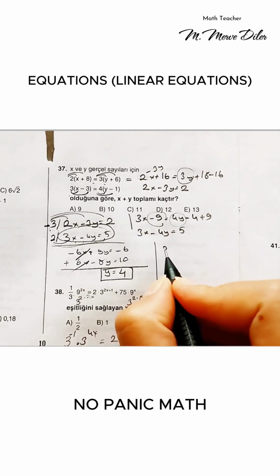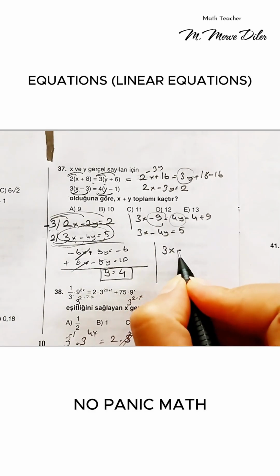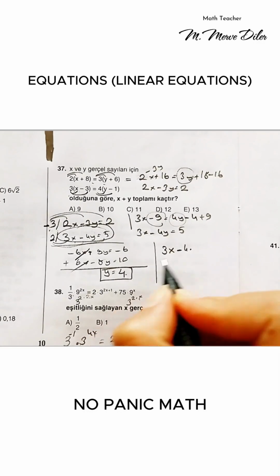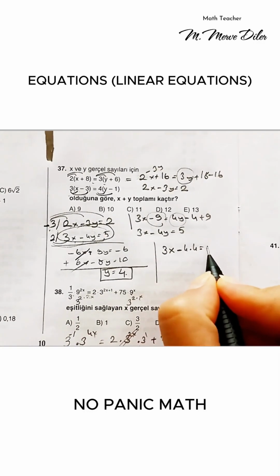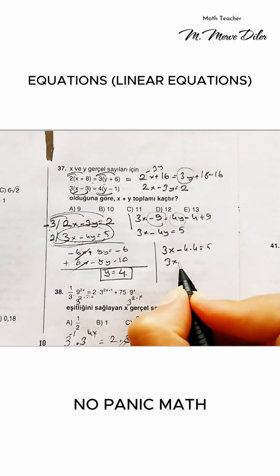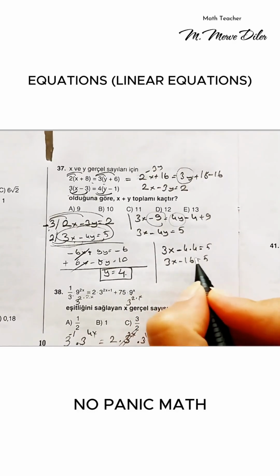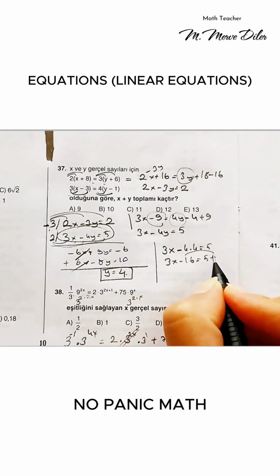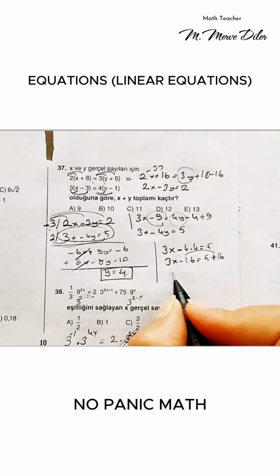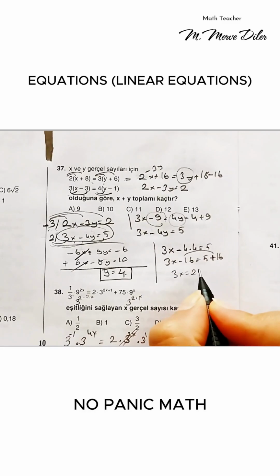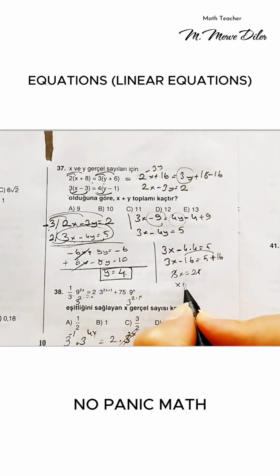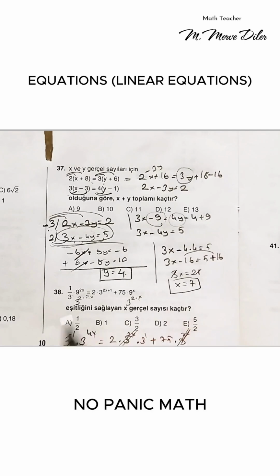I'm taking this one right away. Look. Let's say 3x like this. Minus 4 times y. Wherever I see y, let's write 4 equals 5. Now, 3x minus 16 equals 5. I'm sending 16 to the other side as a plus. Plus 16. 3x equals 21. If you simplify, we find the value of x as 7 here, friends.